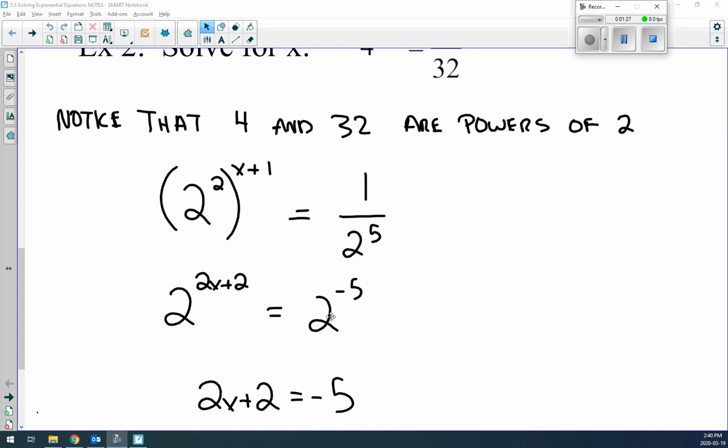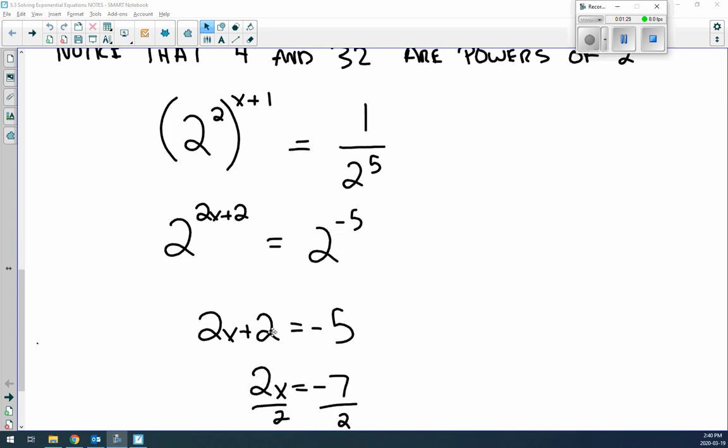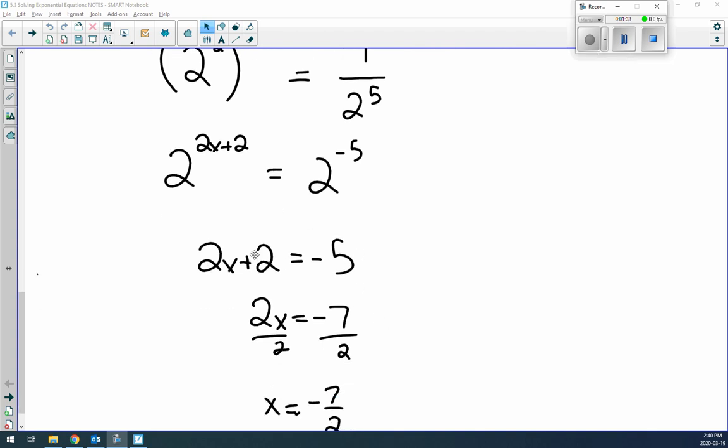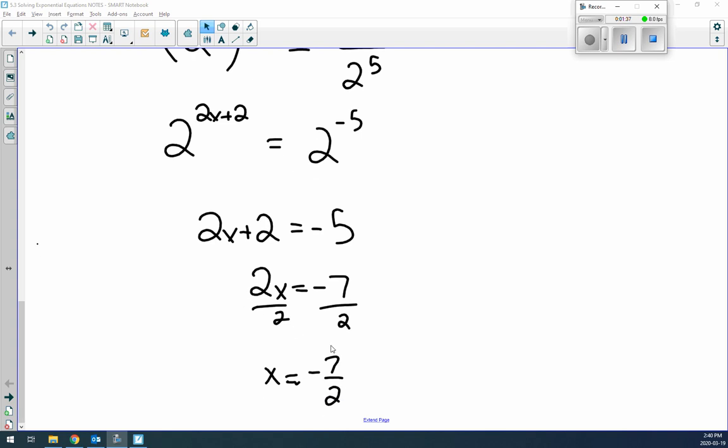Now, we have the same base. You can grab the exponents, which is 2x plus 2 equals negative 5. It's just a straight equation there. Rearrange, get rid of the 2 and divide by 2, and x is negative 7 over 2. So it's really not that difficult. The hard part of this is finding the same base on both of those.